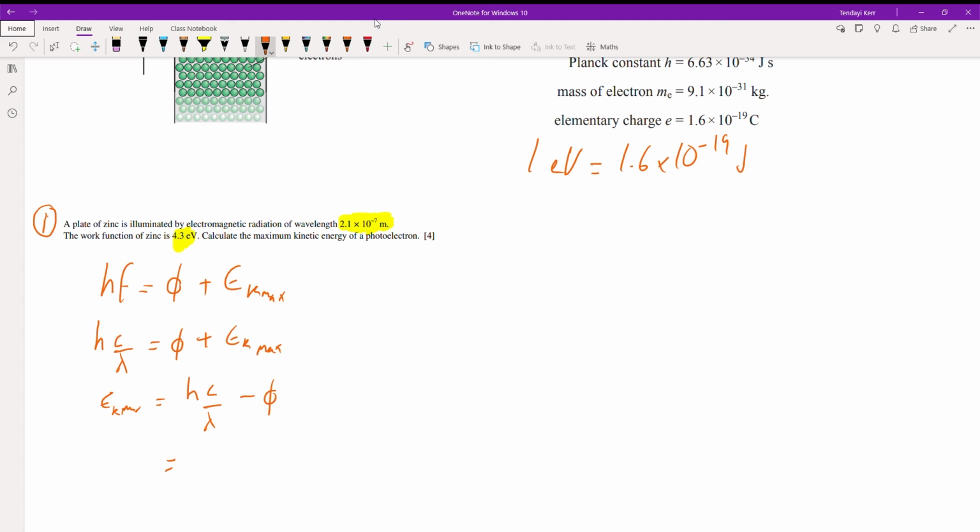So how do we convert electron volts to joules? So 1 eV is 1.6 times 10 to the minus 19 joules. So this energy in joules, so phi in joules, is going to be equal to 4.3 times 1.6 times 10 to the minus 19. So that gives us our work function, and there's marks associated with that. So there'd be a mark for calculating that. So 4.3 times 1.6 times 10 to the minus 19 gives us 6.88 times 10 to the minus 19.